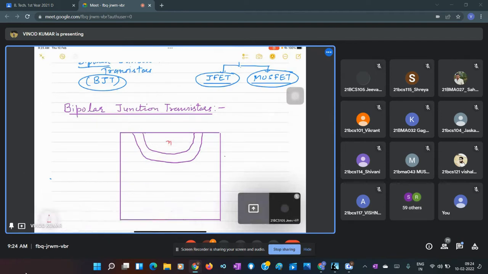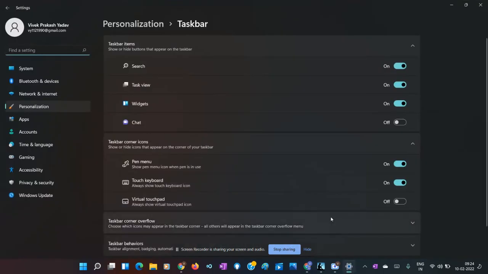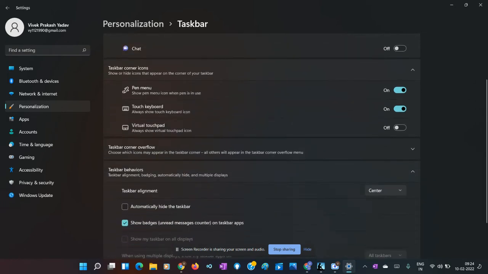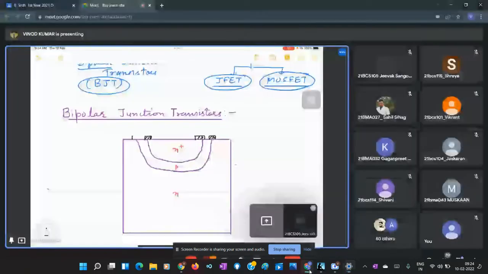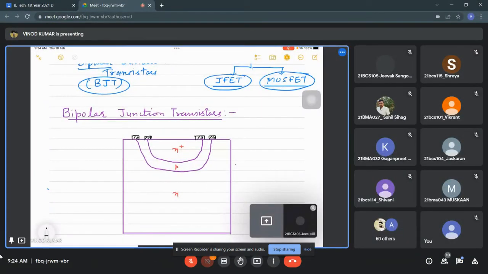So we have N, P, and N. This is N positive, in fact, right? Now this is to be separated by insulators. Okay. In between them, we have metal contacts here.